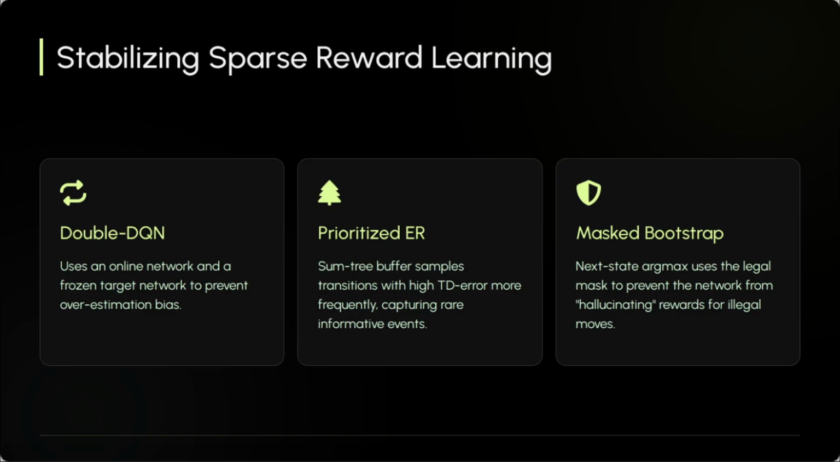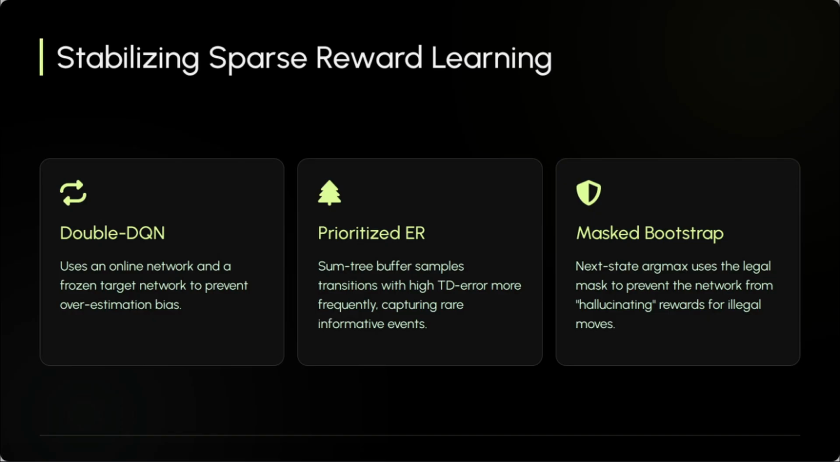Secondly, we use double DQN. We keep 2 networks, an online network that learns, and a frozen target network that sets the training targets, and we sync these every 1,000 steps. This decouples action selection from value estimation and breaks the overestimation feedback loop, the cycle where the network chases its own inflated Q values and the scores diverge.